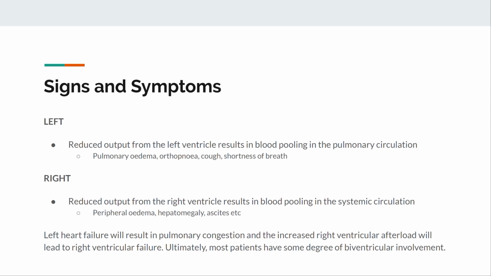Left-sided heart failure means that you're unable to get blood from the pulmonary vein out to the body. So blood pools in the pulmonary circulation, leading to pulmonary edema, orthopnea, cough, and shortness of breath. Right-sided heart failure, as we said before, means you're unable to get blood from the systemic circulation, so the vena cava, out to the lungs. So blood pools in the body, being peripheral edema, hepatomegaly, etc. Most people have elements of both by the time you see them in real life.